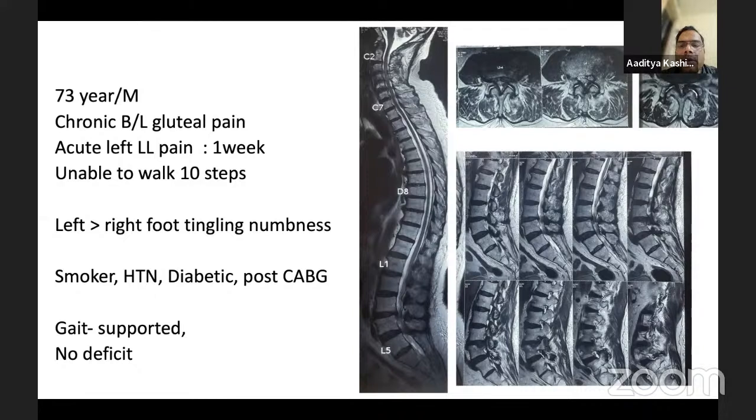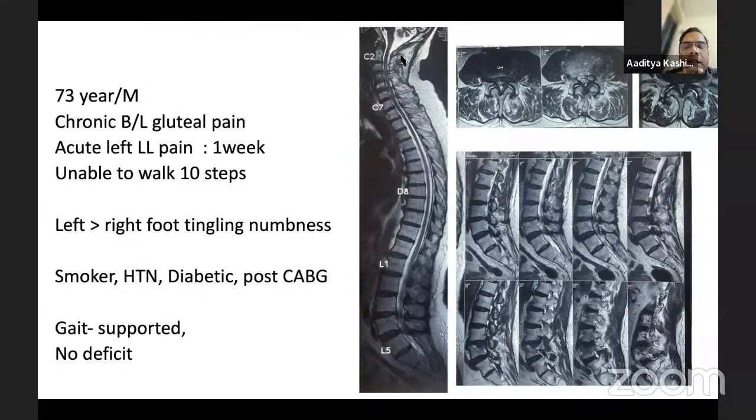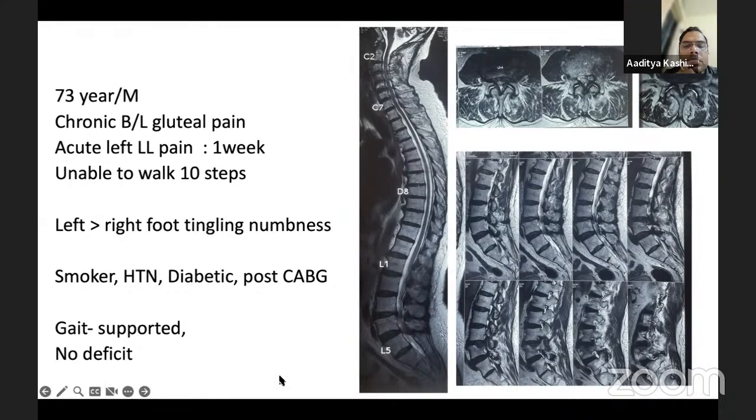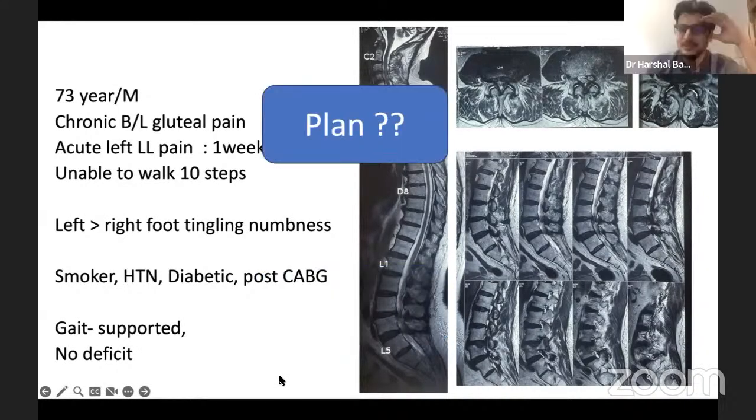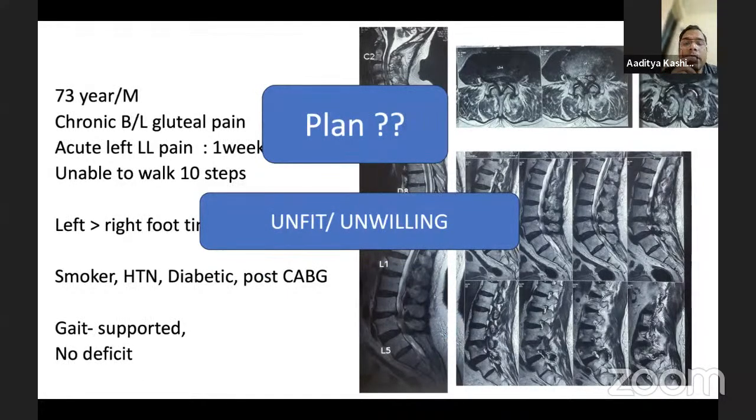So there is last two mobile segment LCS, with the left more than right. There is a query of a disc at the left L3-4 level with inferior migration, or maybe a facet cyst at that level, which is the cause of left-sided pain more compared to right. And now the patient has all these comorbidities and is unfit or maybe unwilling for any intervention.